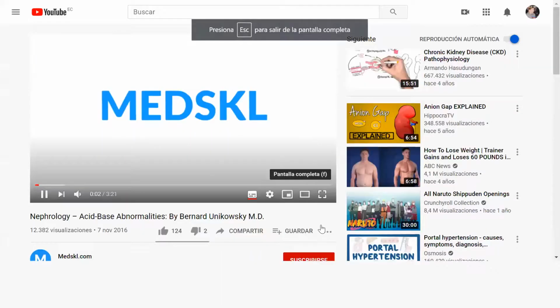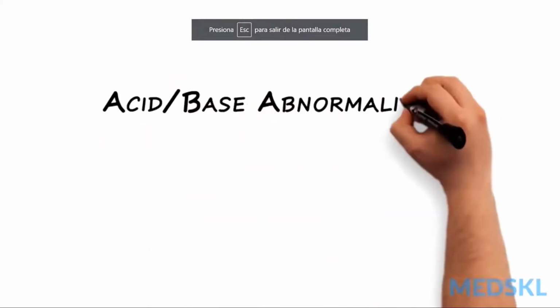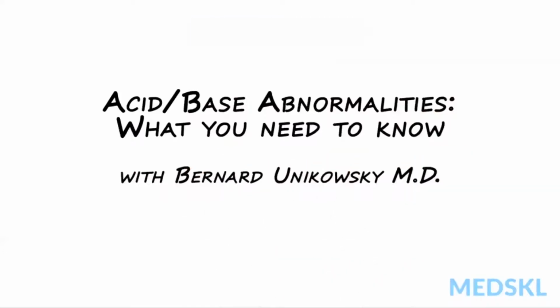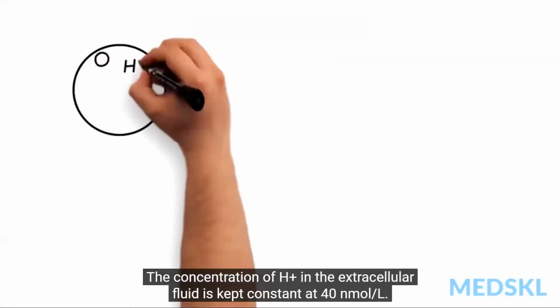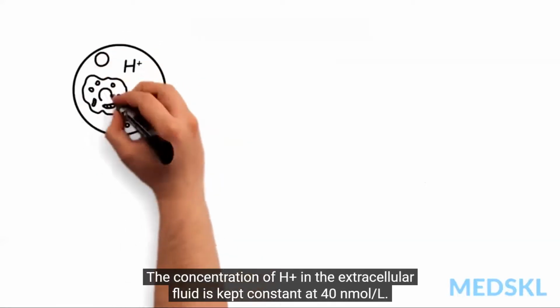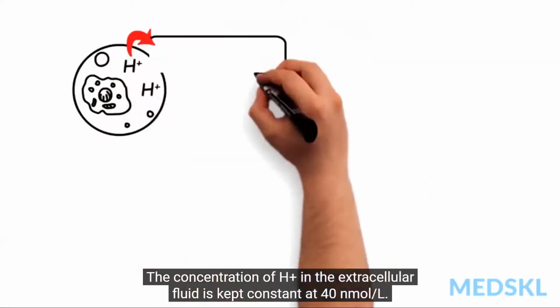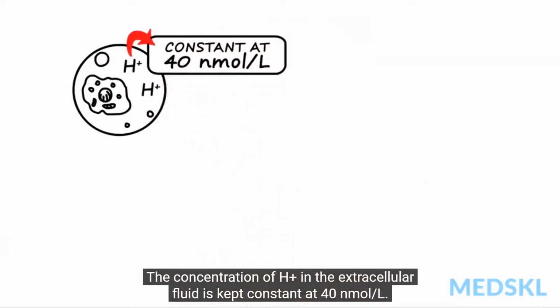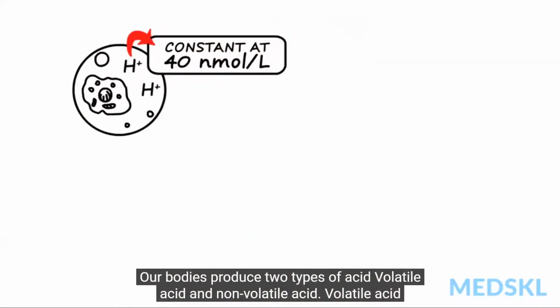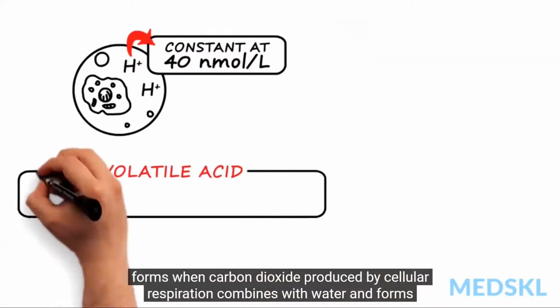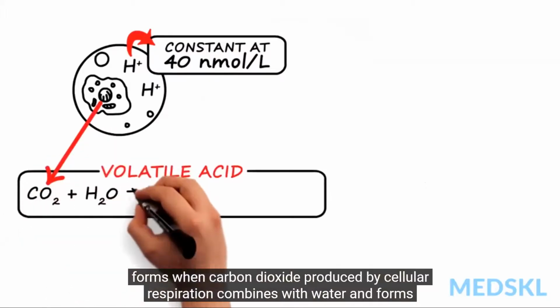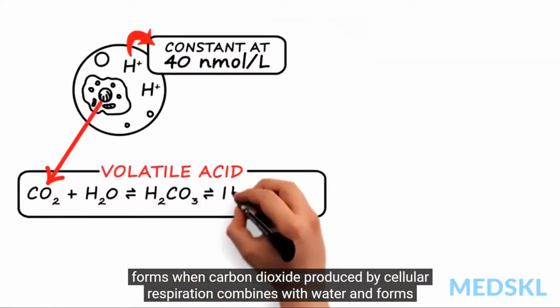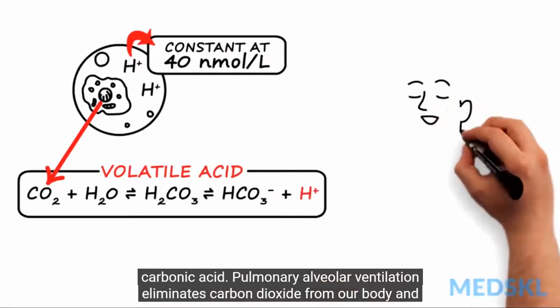The concentration of hydrogen ion in the extracellular fluid is kept constant at 40 nanomoles per liter. Our bodies produce two types of acid, volatile acid and non-volatile acid. Volatile acid forms when carbon dioxide, produced by cellular respiration, combines with water and forms carbonic acid. Pulmonary alveolar ventilation eliminates carbon dioxide from our body and prevents the accumulation of roughly 15,000 millimoles of carbonic acid produced daily.